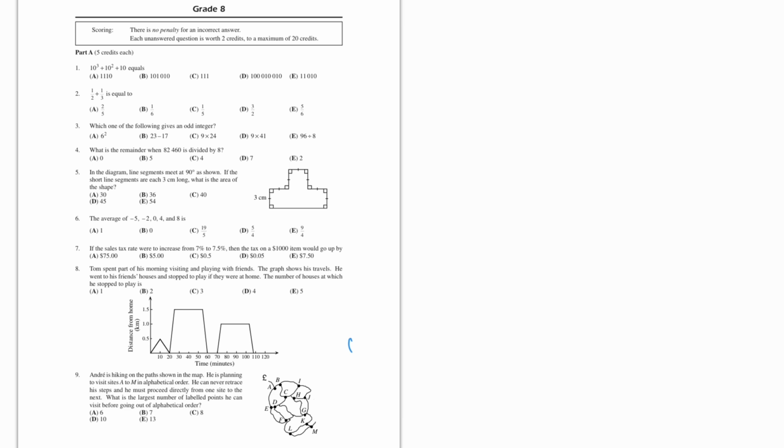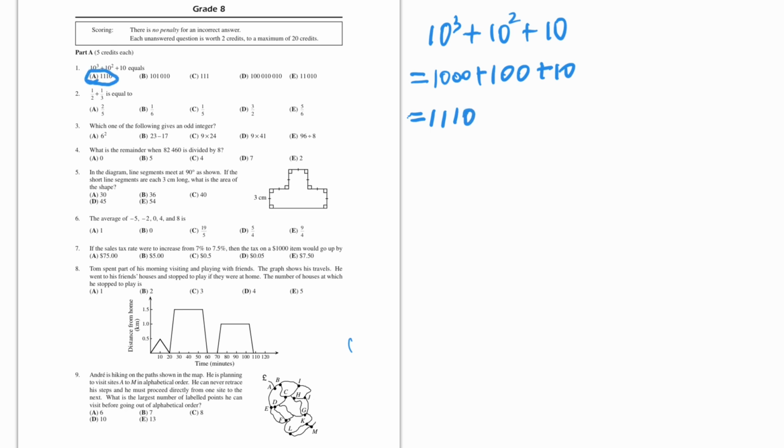Number 1, 10 cubed plus 10 squared plus 10 equals... 10 cubed is 1000, 10 squared is 100, plus 10 equals 1110. So the answer is A.